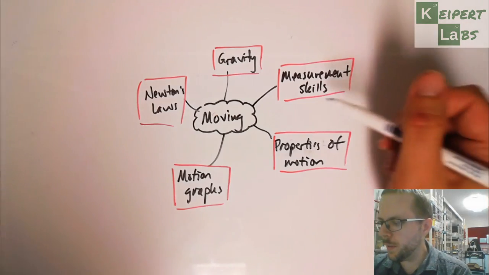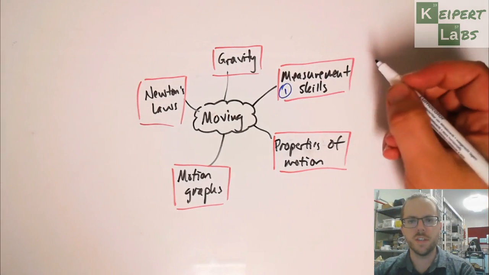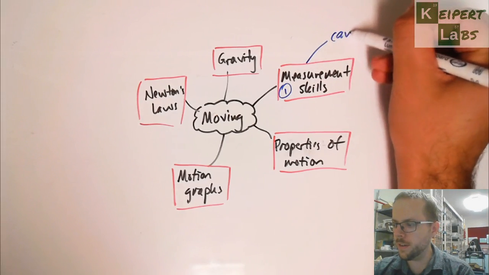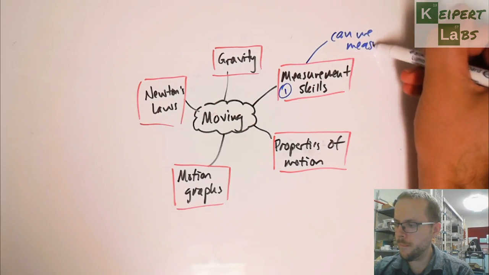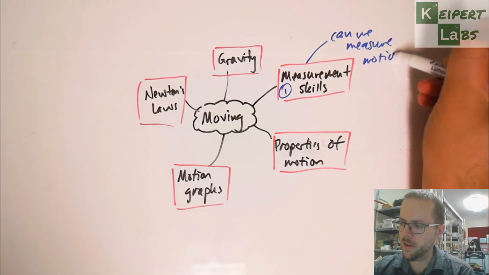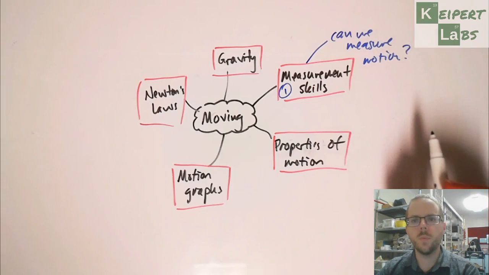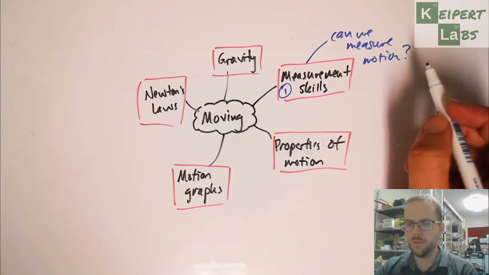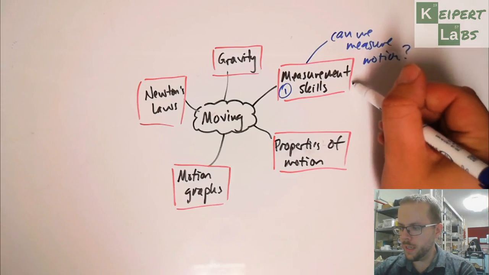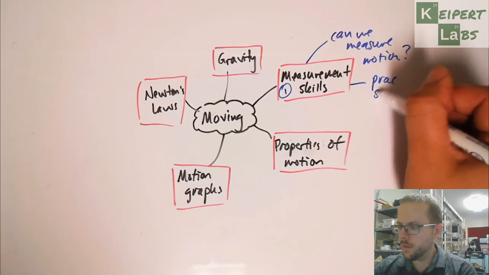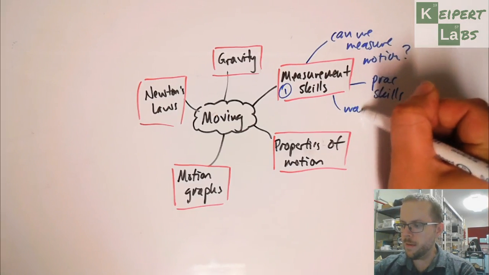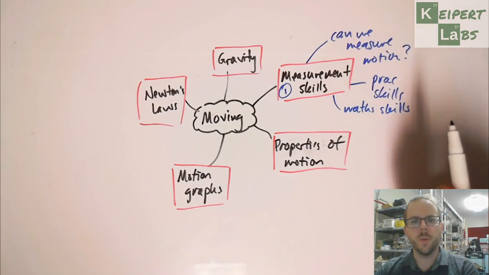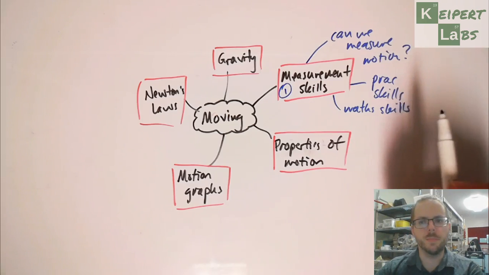Okay, so the first thing that we're going to encounter is this idea of measurement skills. How do we, as physicists, measure motion? Okay, try saying that 10 times fast. What can we look at to measure what we're talking about with motion? So what sort of skills do we need? So maybe we need prac skills. Okay, maybe we need maths skills. Okay, so some different things that we're going to need to be able to make confident measurements of the physics involved here.